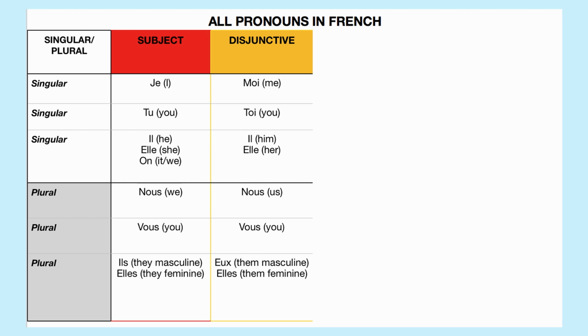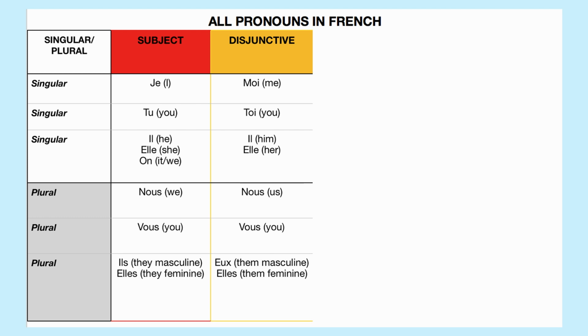Let's pronounce them together. Moi is me. Toi is you. Lui is him. Elle is her. There is no disjunctive pronoun for on. Nous is us. Vous is you.